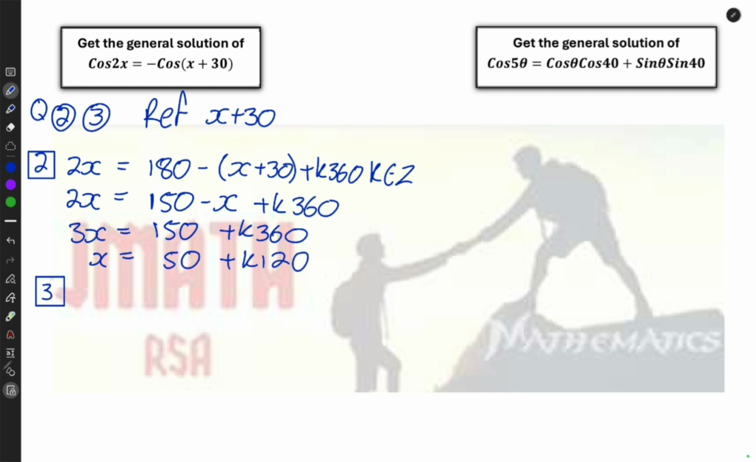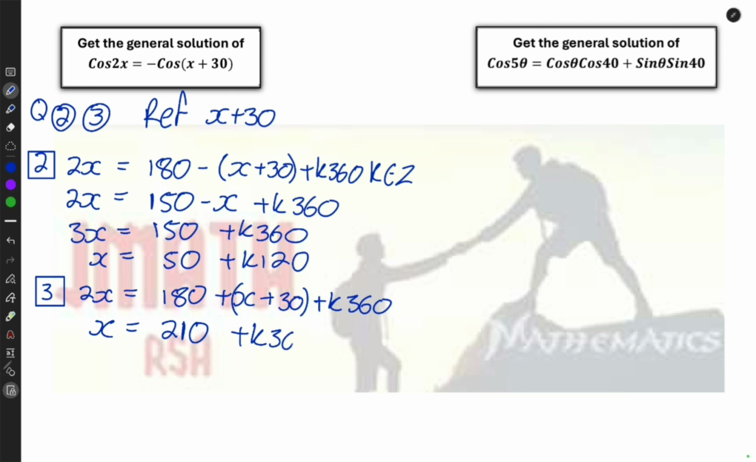So now for quadrant 3, I'm going to do exactly the same, but it's going to be 180 plus. So 2x is equal to 180 plus x plus 30. Technically I have to put that in a bracket, but because there's a plus in front, it does not matter. Plus k 360. So I'm going to take the x to the other side. I'm just going to skip a step and say this is x equals 210 plus k 360.